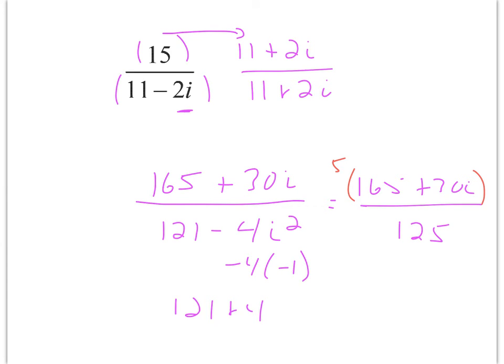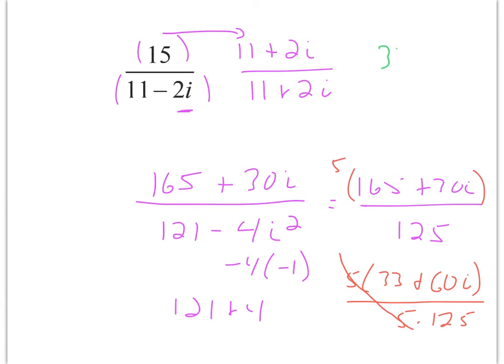Okay, so this becomes 5. It goes into 165 33 times. So I have 5 times 33 plus 6i. Factor the 5 out of the 30i. On the bottom, I have 5 times 25 is 125. And these 5s can now cancel. So my final answer, and I'll write that in green up top here, is going to be 33 plus 6i over 25.